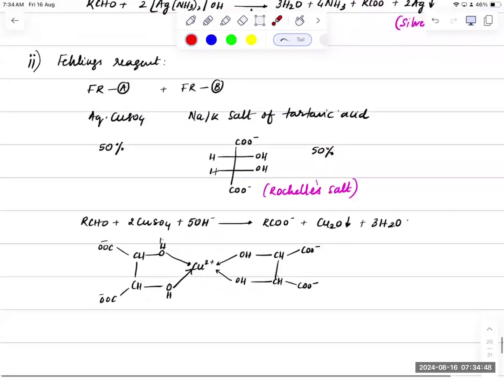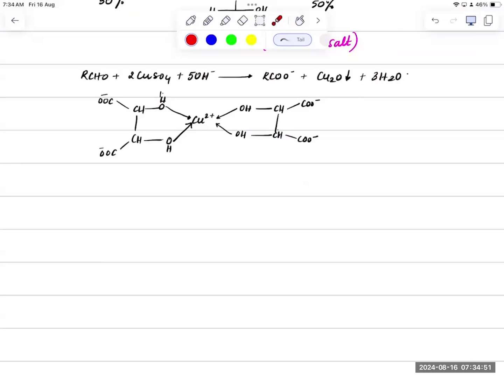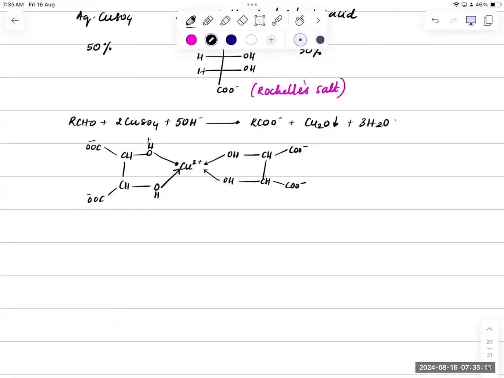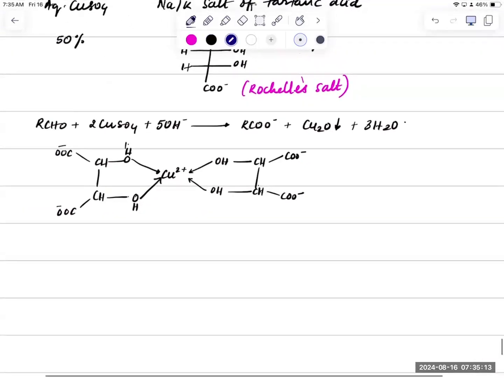Now, next, let us see about Fehling's solution. Sir, color of Fehling's reagent? No, I didn't see the color here. Brick red here. Brick red precipitate.